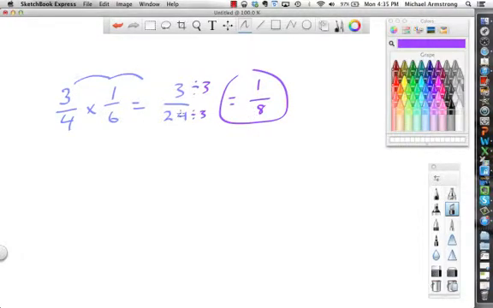We can kind of see how that works. And we just do it like this over and over again. It's fun. Fractions are fun, and multiplying fractions is easier than adding them.